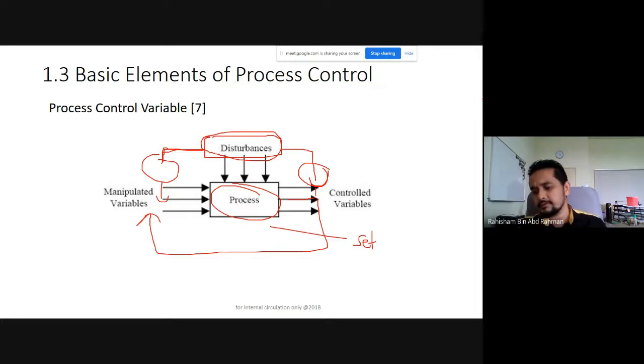Try to use... see if this one would. Okay, set point. For example, alright.